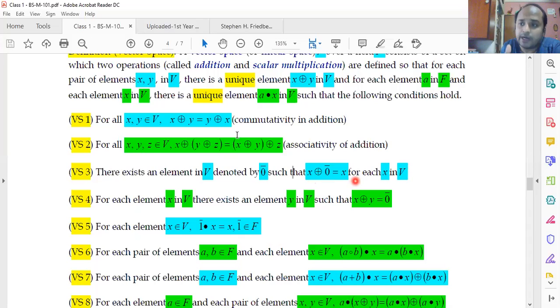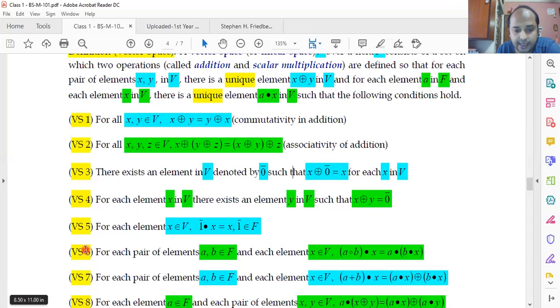So you have to write the definition of vector space as it is shown in this particular note, starting from VS1 to VS8 serially. You shouldn't forget any of these steps. I recommend you write the definition again and again in the copy, so that it gets stuck in your mind.